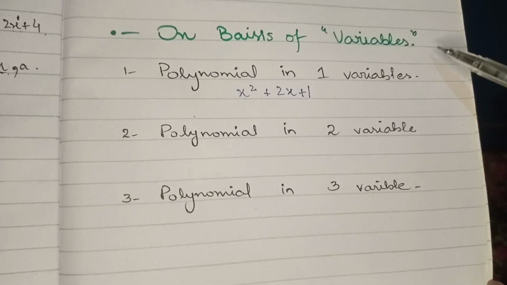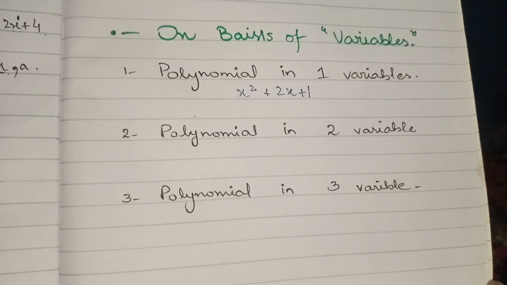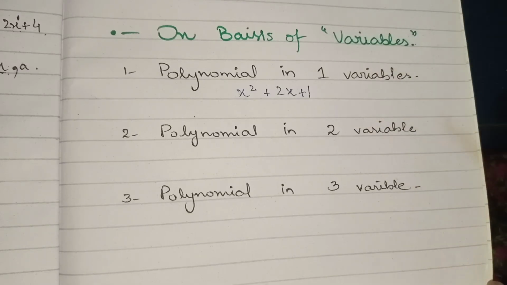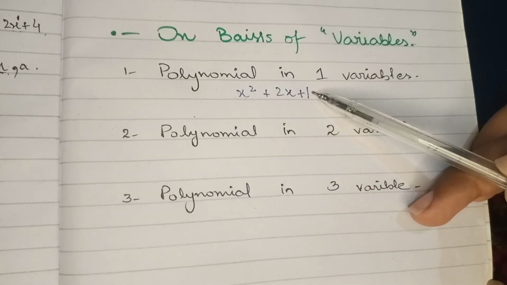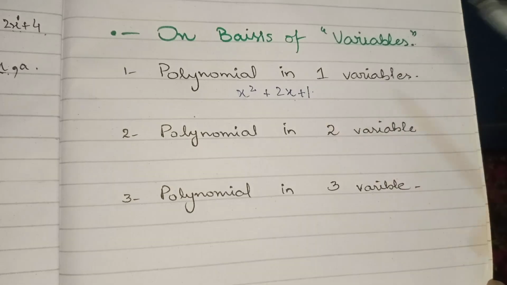So students, as we already discussed, what are variables? Variables are the unique alphabets which we can use in polynomials. So we can also categorize them by how many unique alphabets can be present in a polynomial. If I take an example of a polynomial in one variable, x squared plus 2x plus 1, a single variable x is present in this expression.